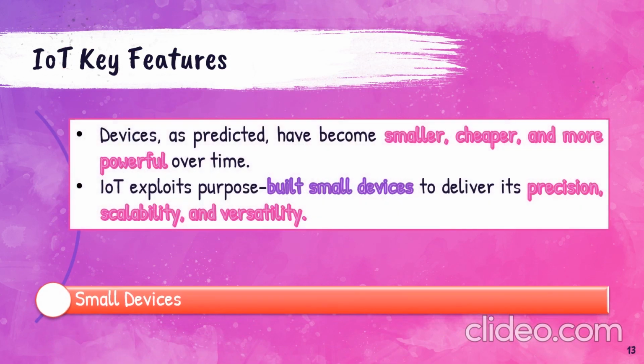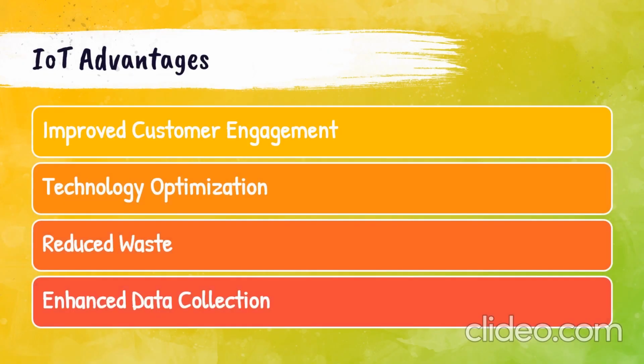What do you mean by small devices? Devices, as predicted, have become smaller, cheaper, and much more powerful over time. As we all know, small is having huge power. IoT exploits purpose-built small devices to deliver its precision, scalability, and versatility. So, the five key features of IoT are artificial intelligence, connectivity, sensors, active engagement, and small devices.